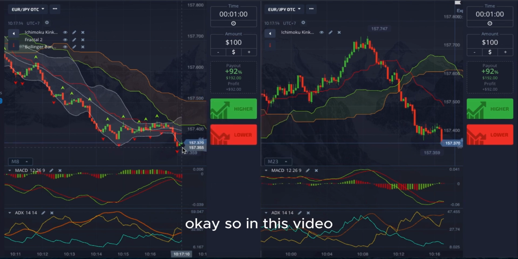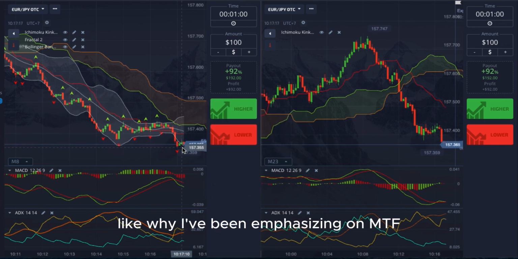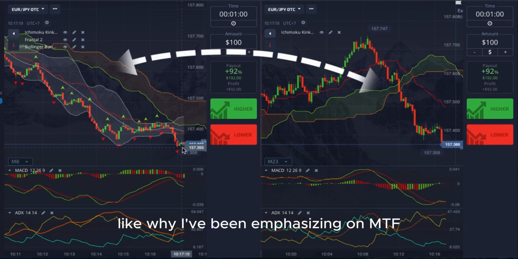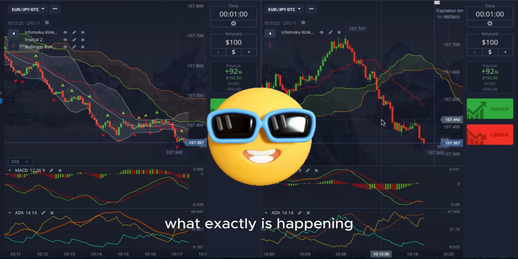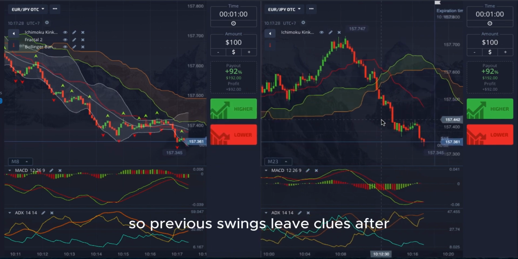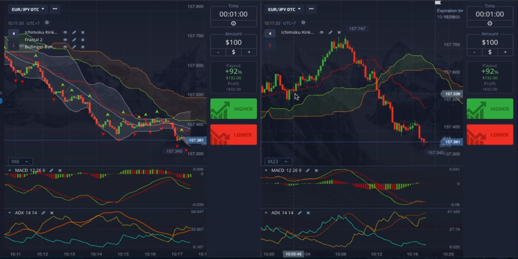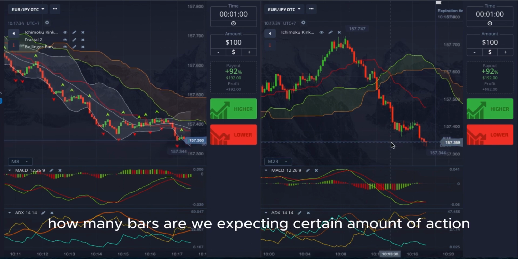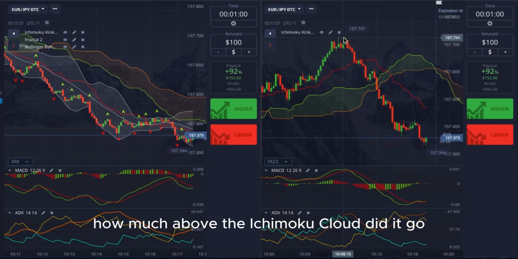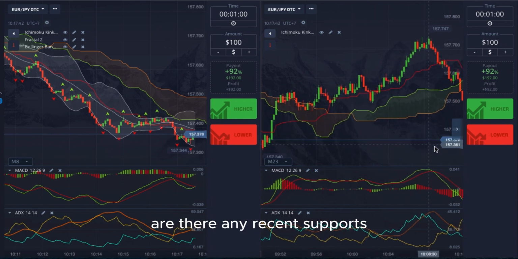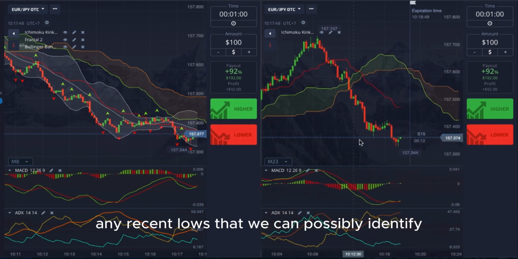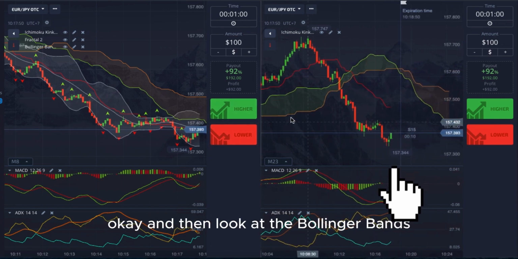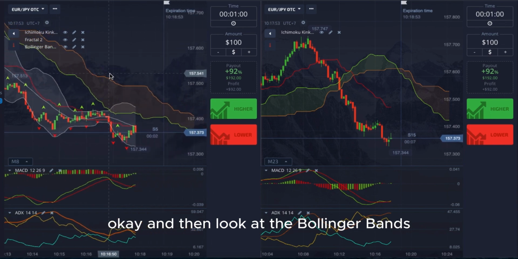Okay, so in this video, I want to basically point out to you why I've been emphasizing on MTF, multiple time frame, because on the multiple time frame you can see on a bigger picture what exactly is happening. So previous swings leave clues. After how many bars are we expecting a certain amount of action? How much above the Ichimoku cloud did it go? How much below the Ichimoku cloud did it go? Are there any recent supports, any recent lows that we can possibly identify that could be a rebounding point for the markets? Okay, and then look at the Bollinger Bands.